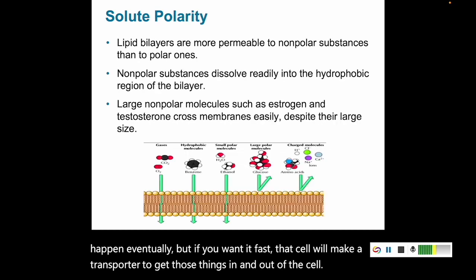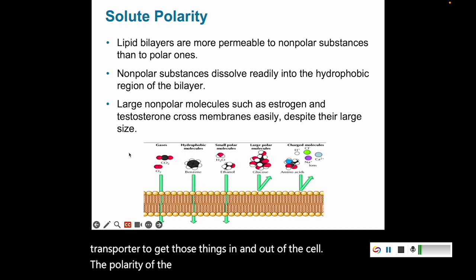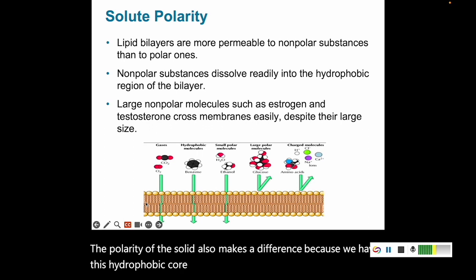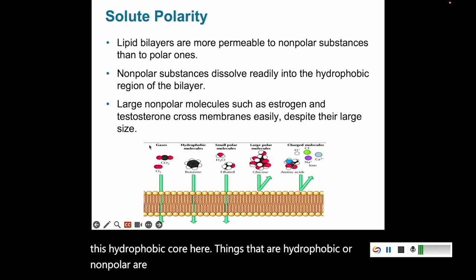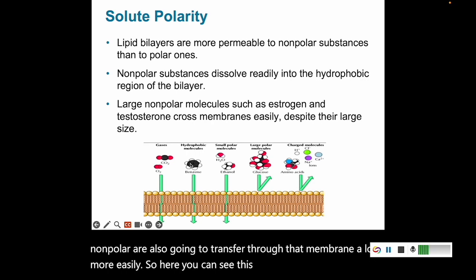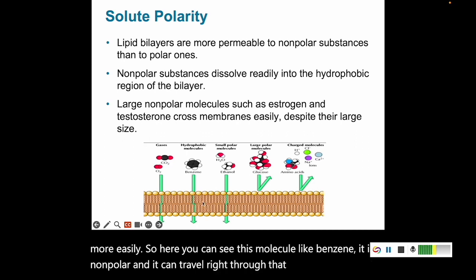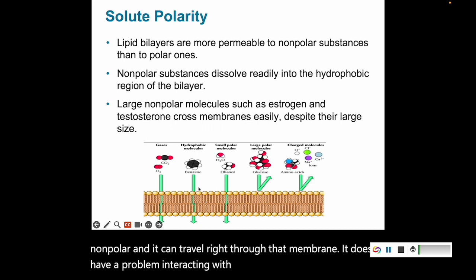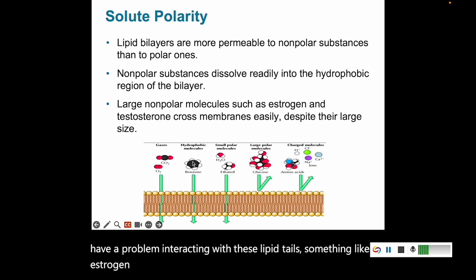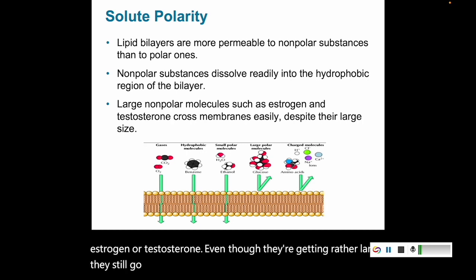The polarity of the solute also makes a difference because we have this hydrophobic core here. Things that are hydrophobic or nonpolar are also going to transfer through that membrane a lot more easily. So here you can see this molecule like benzene. It is nonpolar and it can travel right through that membrane. It doesn't have a problem interacting with these lipid tails. Something like estrogen or testosterone, even though they're getting rather large, they still go through that cell membrane because they are nonpolar.